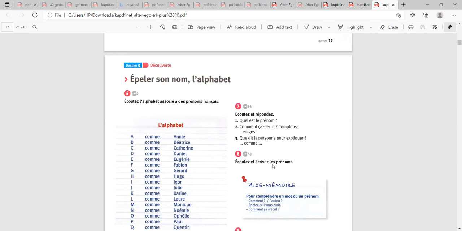Écoute et écrivez les prénoms. Écoute is to listen. Écrivez is to write. We have done the verb écrire? Yes. So, j'écris, tu écris, vous écrivez. You listen and you write the first names. Say Claire, my team. Yes, so.